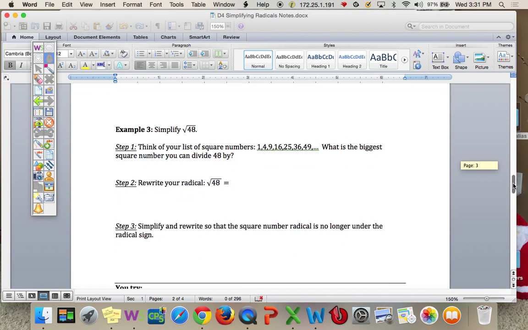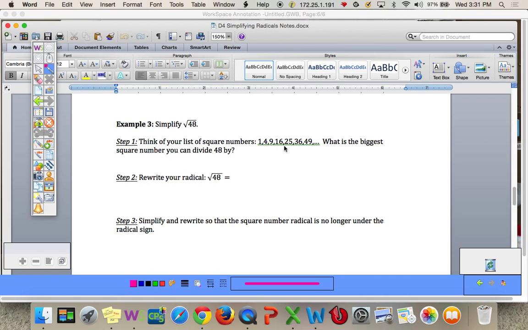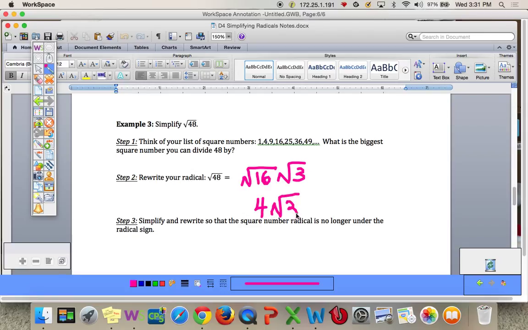Okay. Let's simplify the square root of 48. So again, you want to think, what's the biggest number we can divide 48 by? And I believe it's 16. So we can rewrite this as the square root of 16 times the square root of 3. The square root of 16 is 4. So we get 4 square root of 3 and also negative 4 square root of 3.